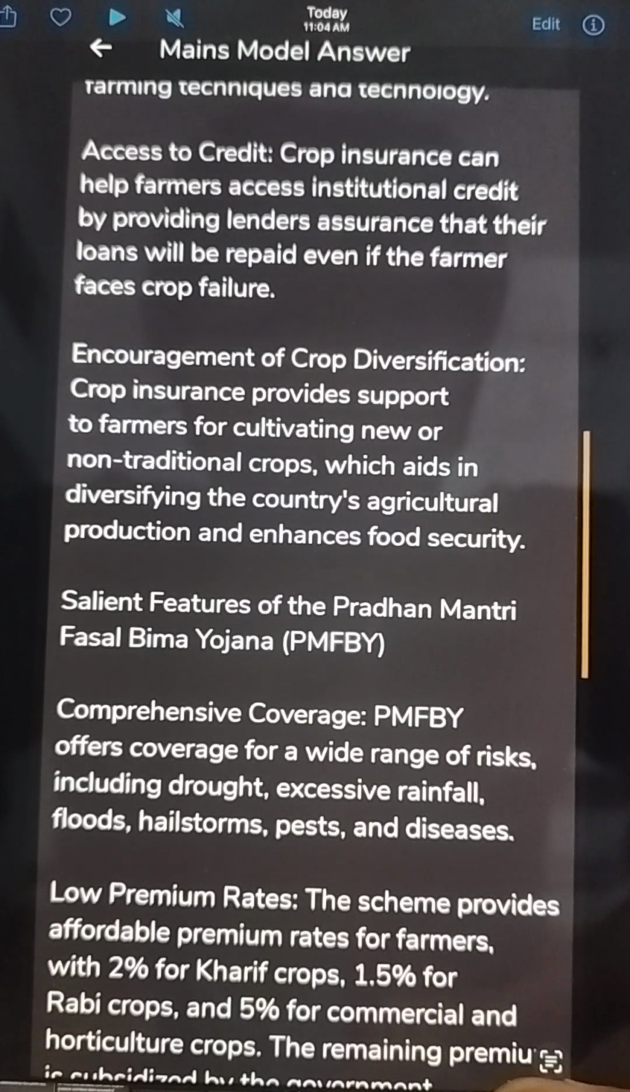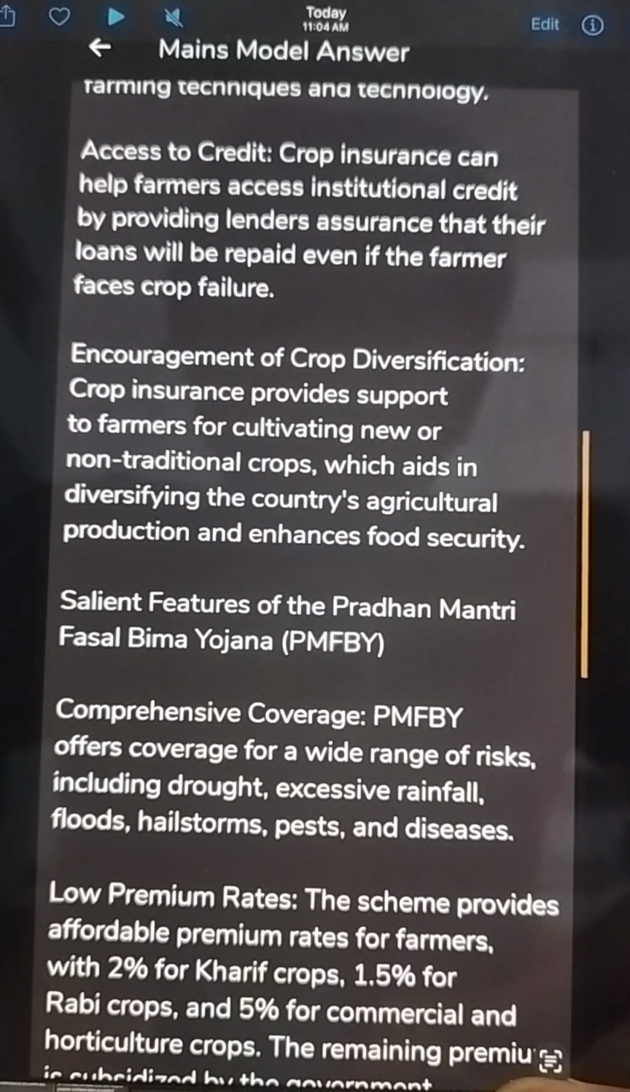Then encouragement of crop diversification. Crop insurance provides support to the farmers for cultivating new or non-traditional crops, which aids in diversifying the country's agriculture production and enhances food security. Then salient features of the Pradhan Mantri Fasal Bima Yojana. What is it?